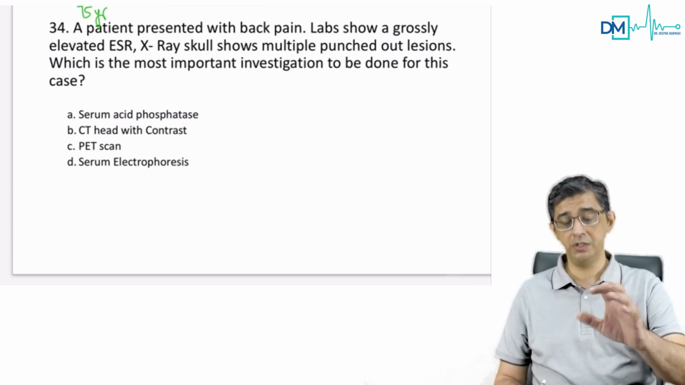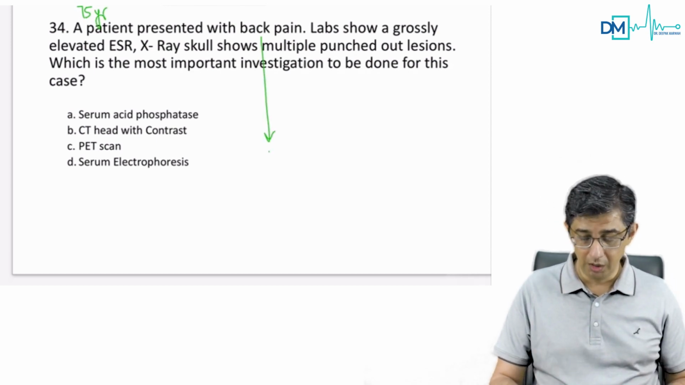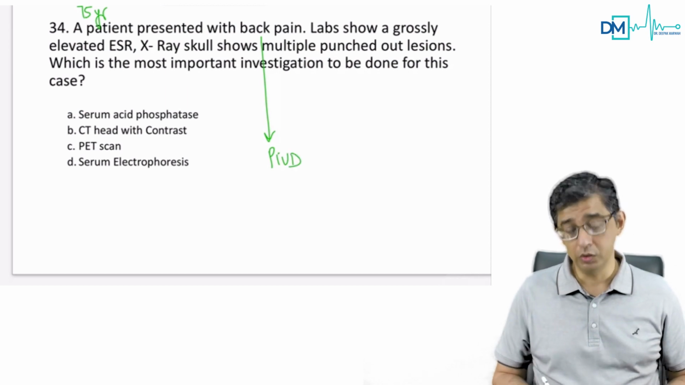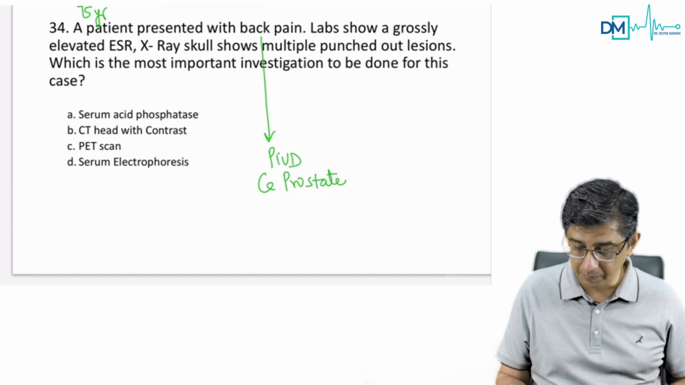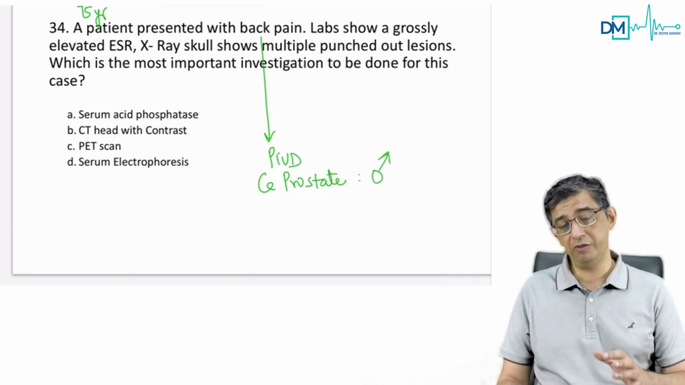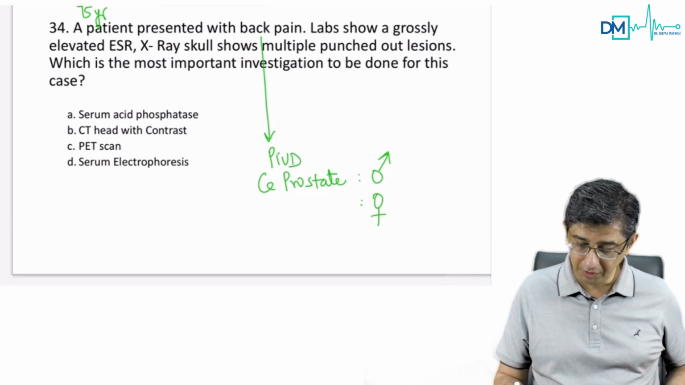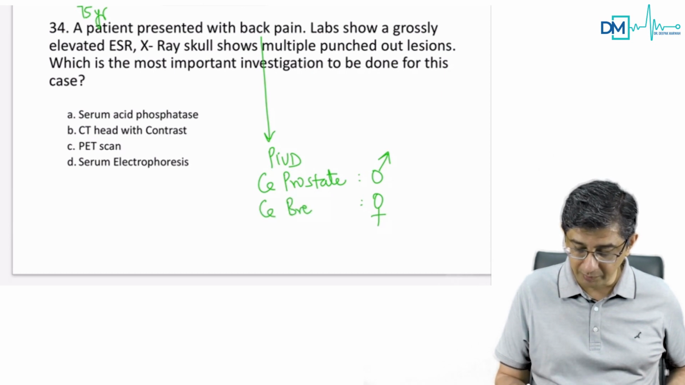Now, an old man presents with back pain, so what should you think of? Disc prolapse. After that, what should you think of? Metastasis from any cancer. And if it's a male, the metastasis will usually be from a prostate cancer, and if it's a female, the metastasis will usually be from breast cancer.